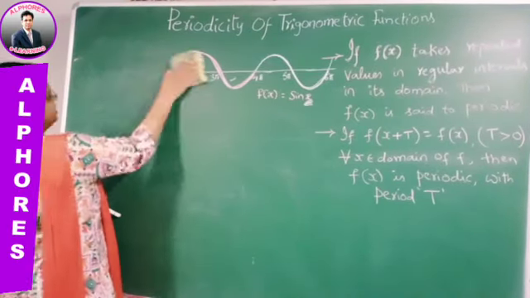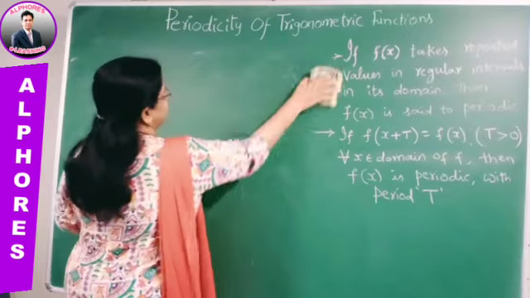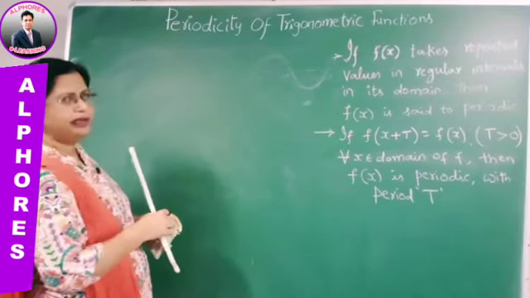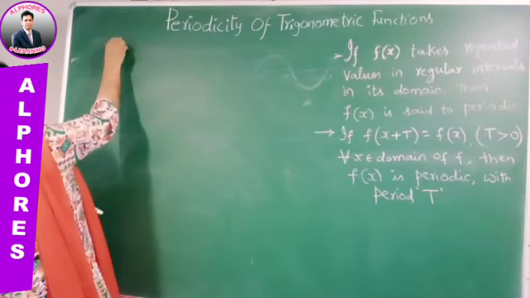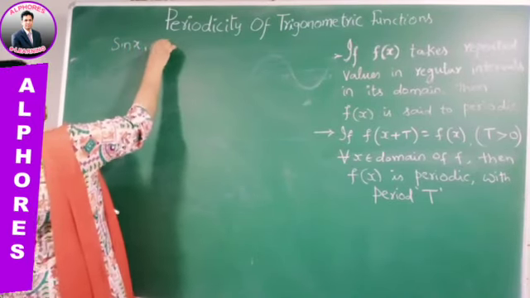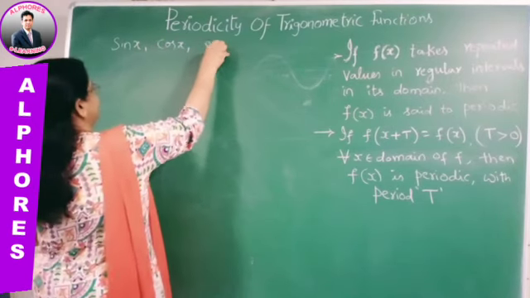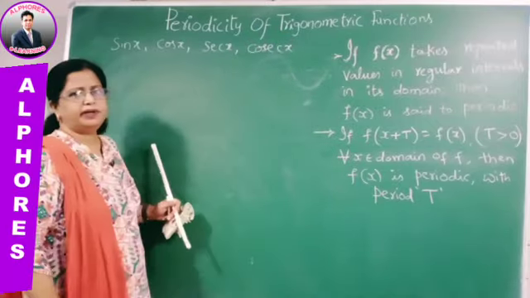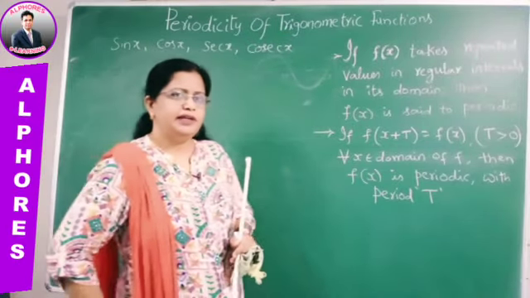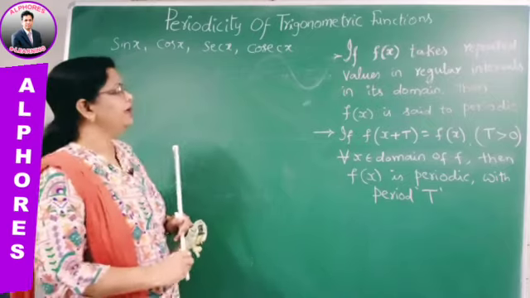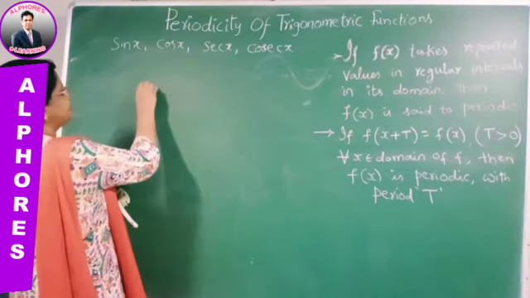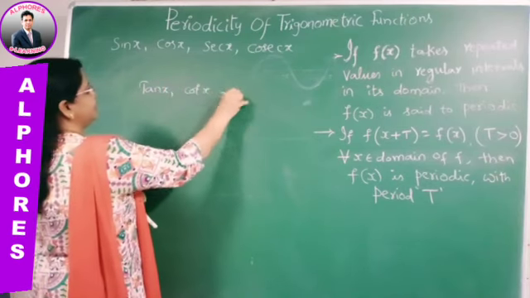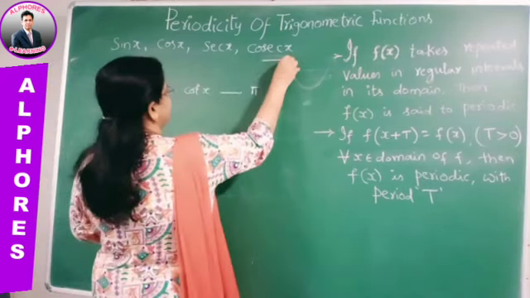Earlier also while discussing graphs we did the same thing, and let us observe what the periods of all these trigonometric functions are. For sin x, cos x, sec x and cosec x, these four functions, clearly we can say the period is 2 pi. And the other functions, that is tan x and cot x, as we have discussed, the period is pi, whereas for the others it is 2 pi.